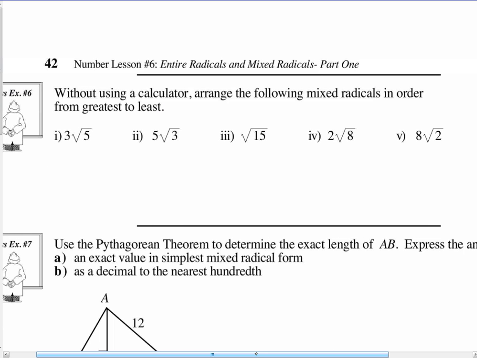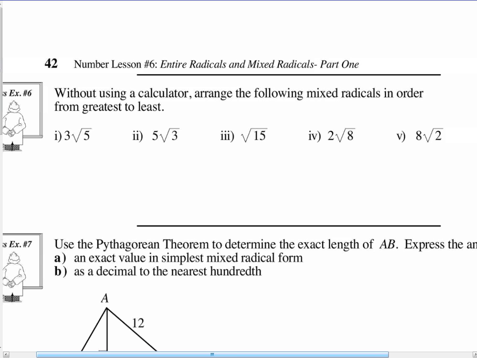So here's an example, okay? This is a great test type question. It says, without using a calculator, that means convert it. I don't want to see your decimals. Keep those decimals away. Those are private. I don't want to see them. Arrange the following mixed radicals in order from greatest to least. So we're going to first convert each one of these.